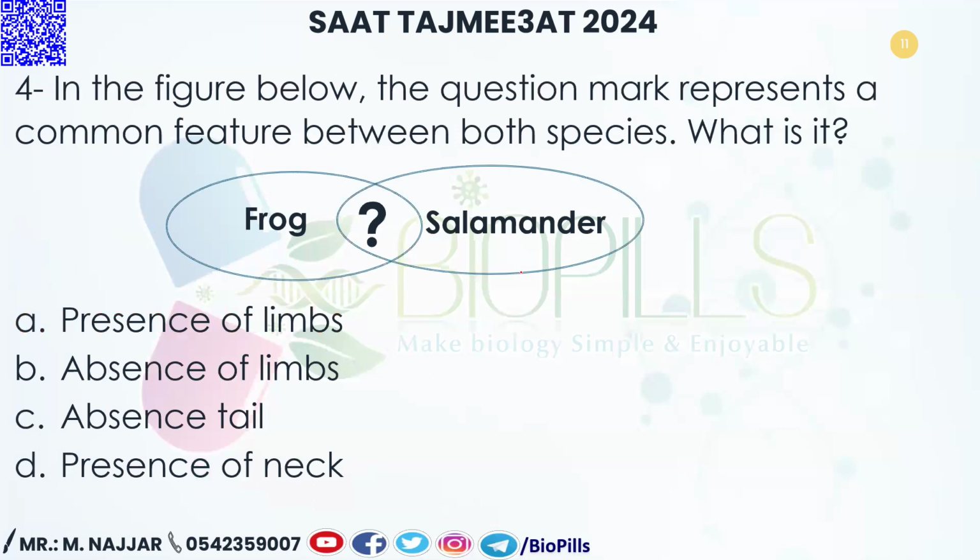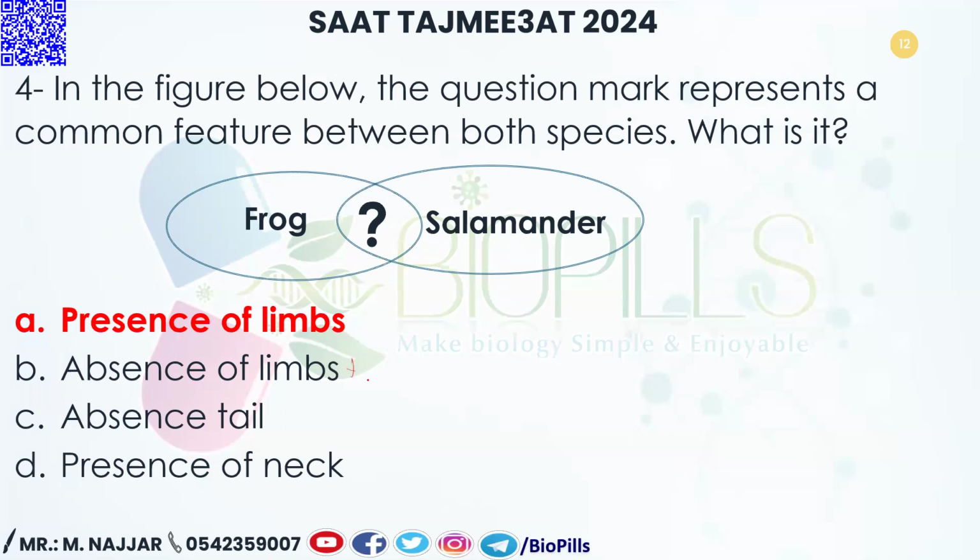Question number 4. In the figure below, the question mark represents a common feature between both species. What is common between frog and salamander? Okay, the correct answer is the presence of limbs. Frogs and salamanders both have legs, which is common between both of them.